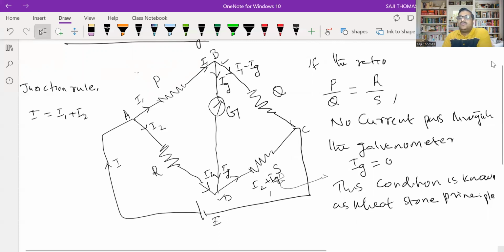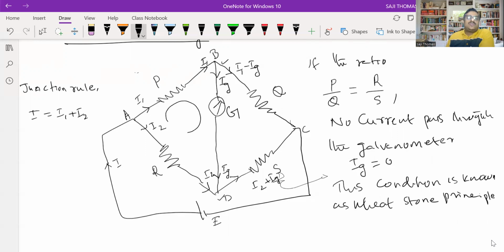Now we can apply the loop rule, Kirchhoff's second rule, in the two loops. Consider the loop A, B, D, A, and you travel along the loop in this direction, clockwise, from A to B, B to D, D to A. So applying the loop rule.